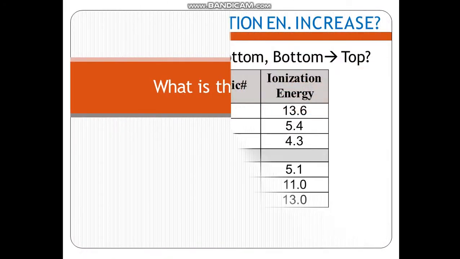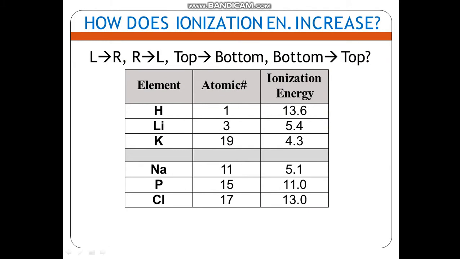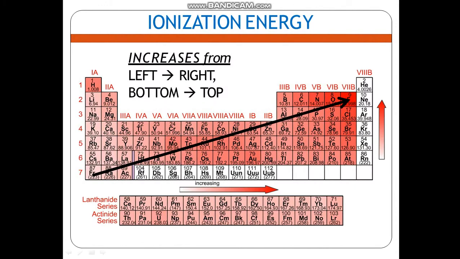And here is the pattern of the ionization, left to right and right to left, top to bottom and bottom to top. And here is the ionization energy of hydrogen, lithium, potassium, sodium, phosphorus and chlorine. And here is the ionization energy in the periodic table. It increases from left to right and increases from bottom to top, vice versa to the atomic radius.